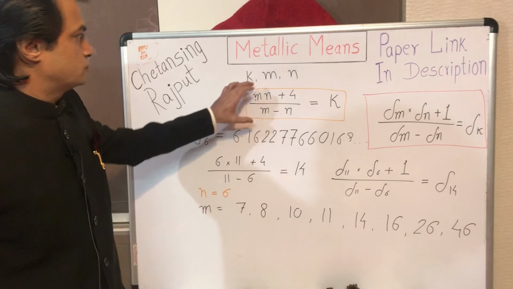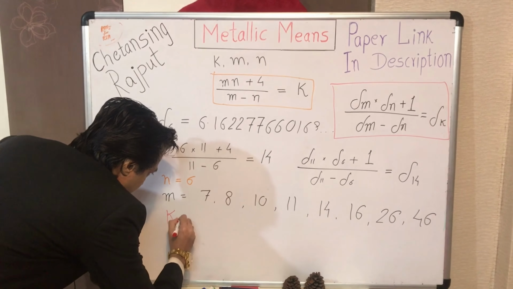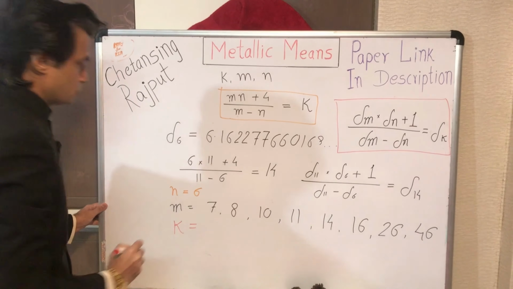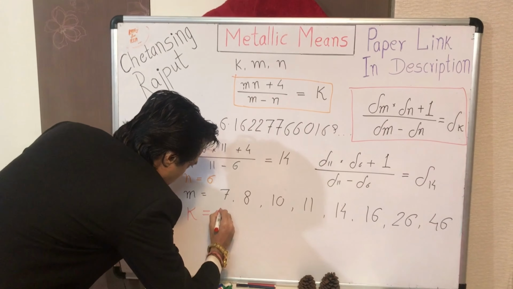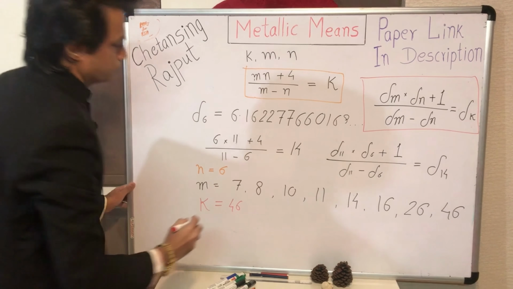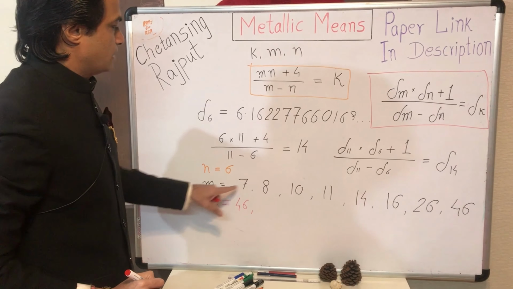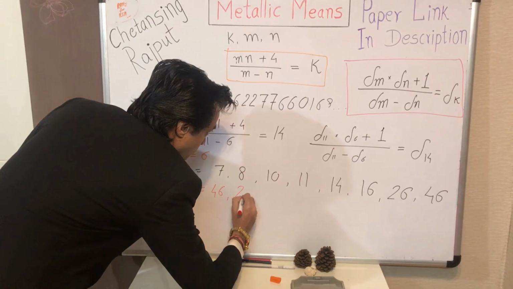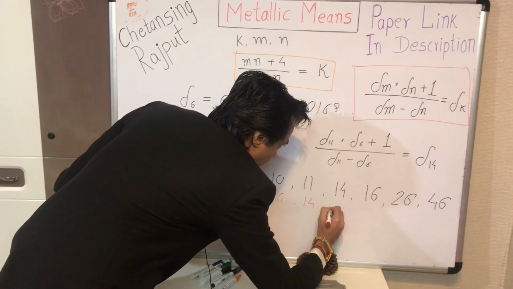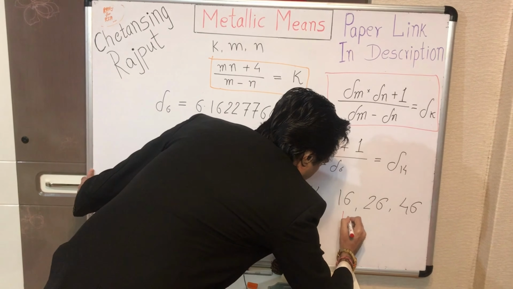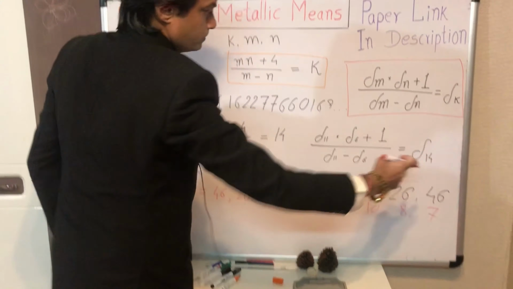If we put these values of m and n in this formula, we get the precise values of k. If n is 6 and m is 7, k will be equal to 46. Similarly, n is 6 and m is 8, k will be equal to 26. Likewise 16, 14, 11, 10, 8 and 7. Inverse of that.